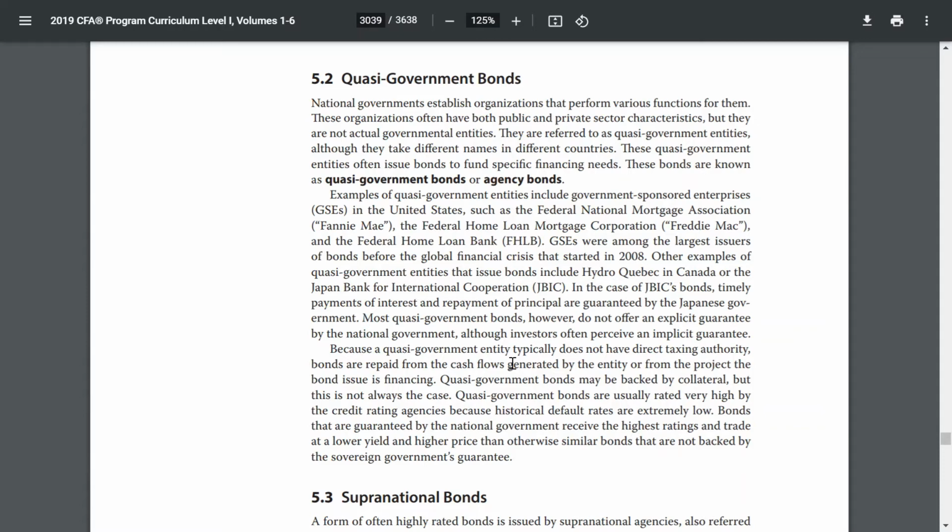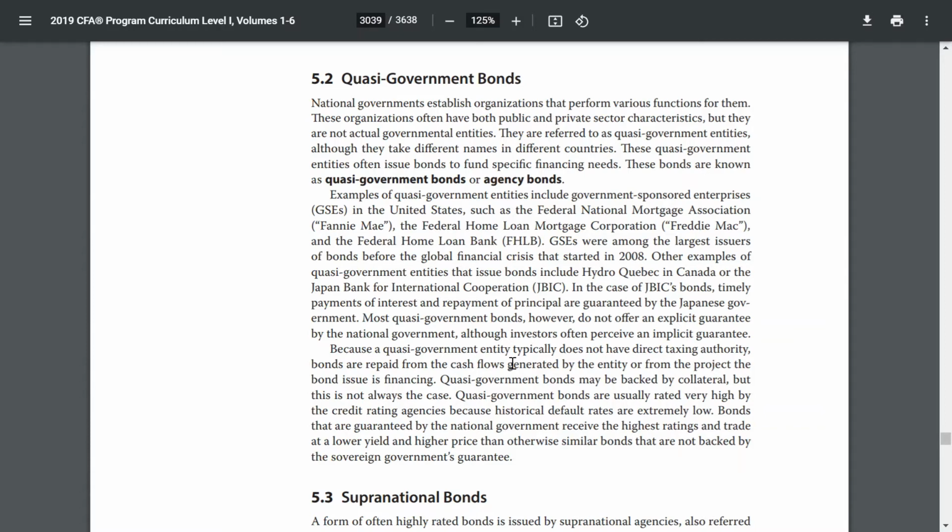Examples of quasi-government entities include government-sponsored enterprises, GSEs, in the U.S.: the Federal National Mortgage Association, the Federal Home Loan Mortgage Corporation, and the Federal Home Loan Banks. GSEs were among the largest issuers of bonds before the global financial crisis that started in 2008. Other examples of quasi-government entities that issue bonds include Hydro-Québec in Canada, or the Japan Bank for International Cooperation.